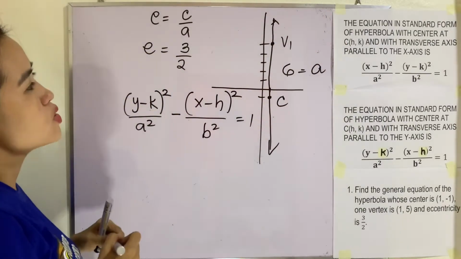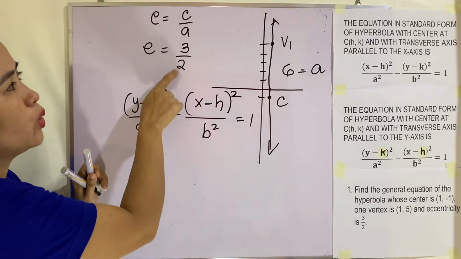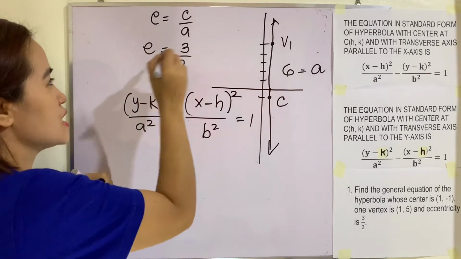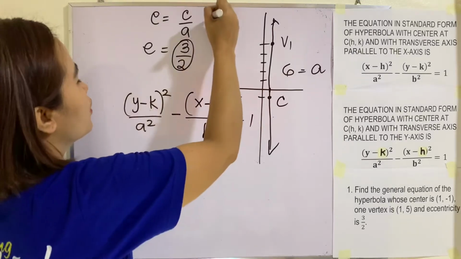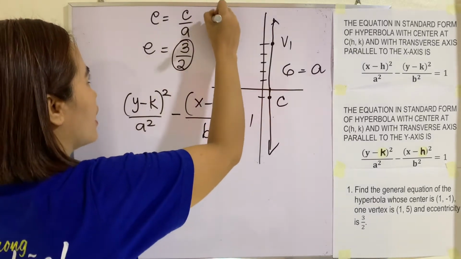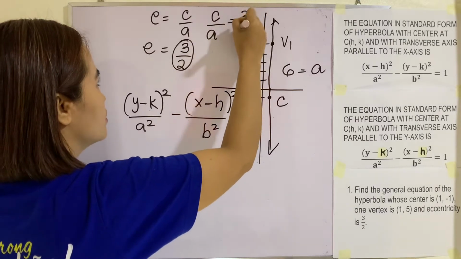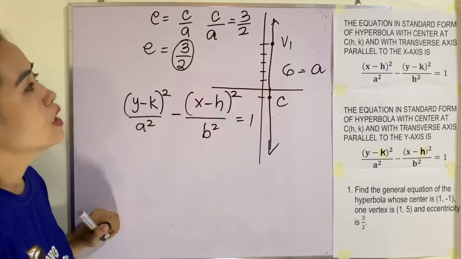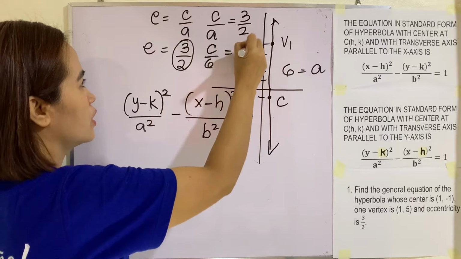So your a here is not really equal to 2. Maybe the eccentricity here is just a ratio. Therefore, we need to use this formula to verify. So c over a is equal to 3 over 2. We know that a is 6, so let us substitute this here. c over 6 is equal to 3 over 2.